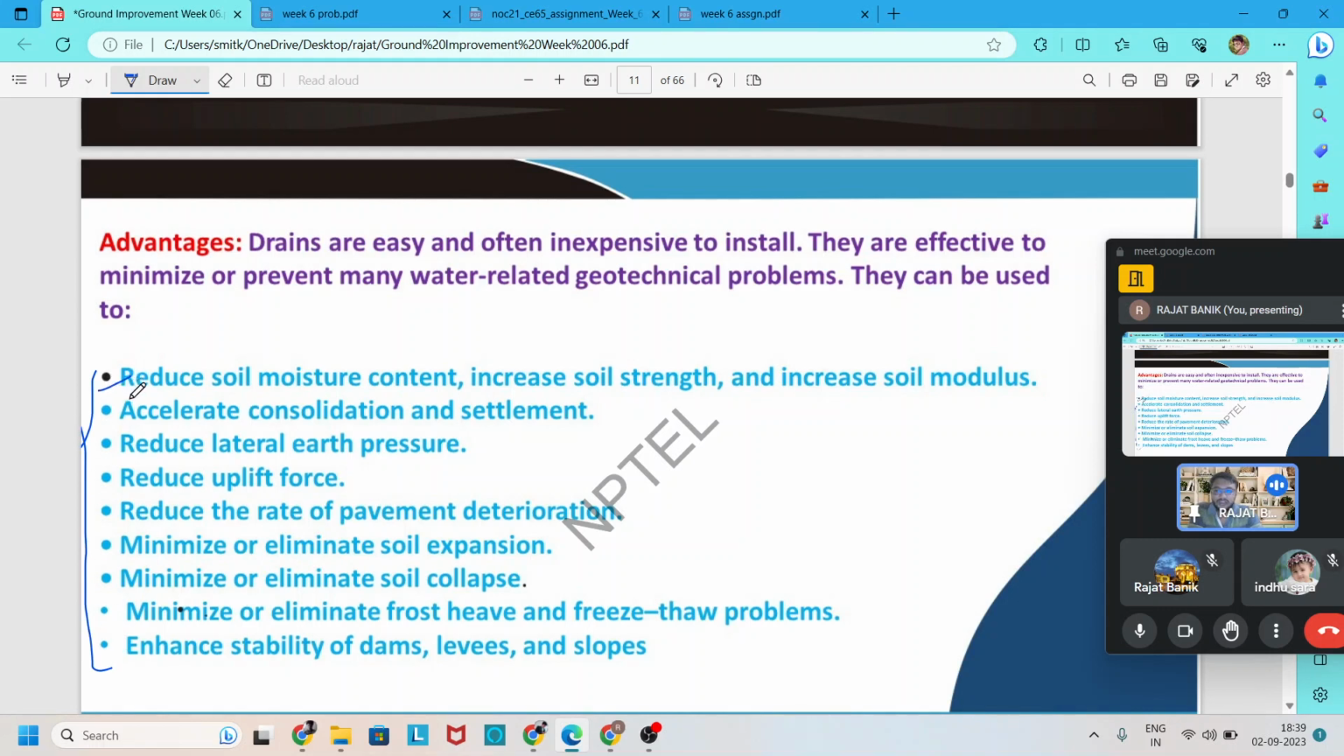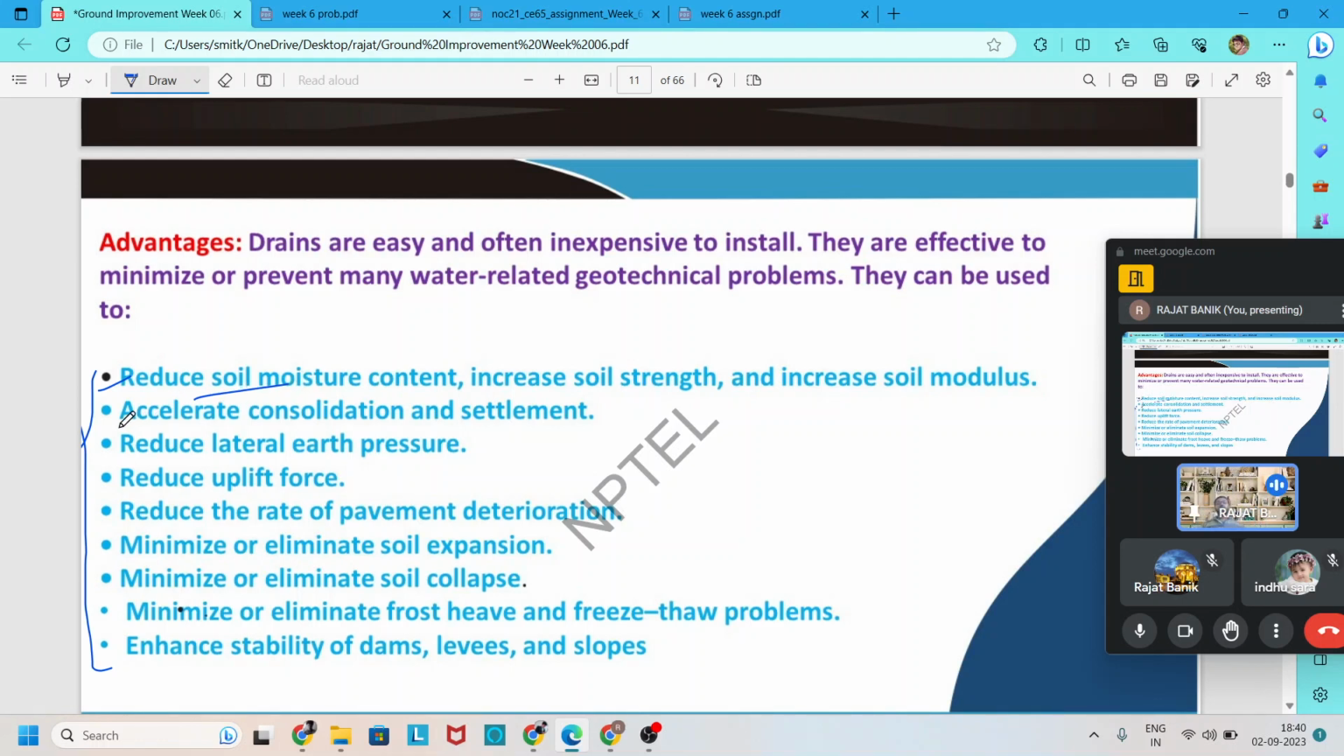It is said that it reduces the soil moisture content, increases soil strength, and increases soil modulus. Soil moisture content is reduced in the sense that water can be removed easily. If water reduces, then effective stress is increased, and automatically soil strength also increases. Due to the increase of soil strength, soil modulus also increases, that is K, soil modulus or Young's modulus. Also, it accelerates the consolidation and settlement.